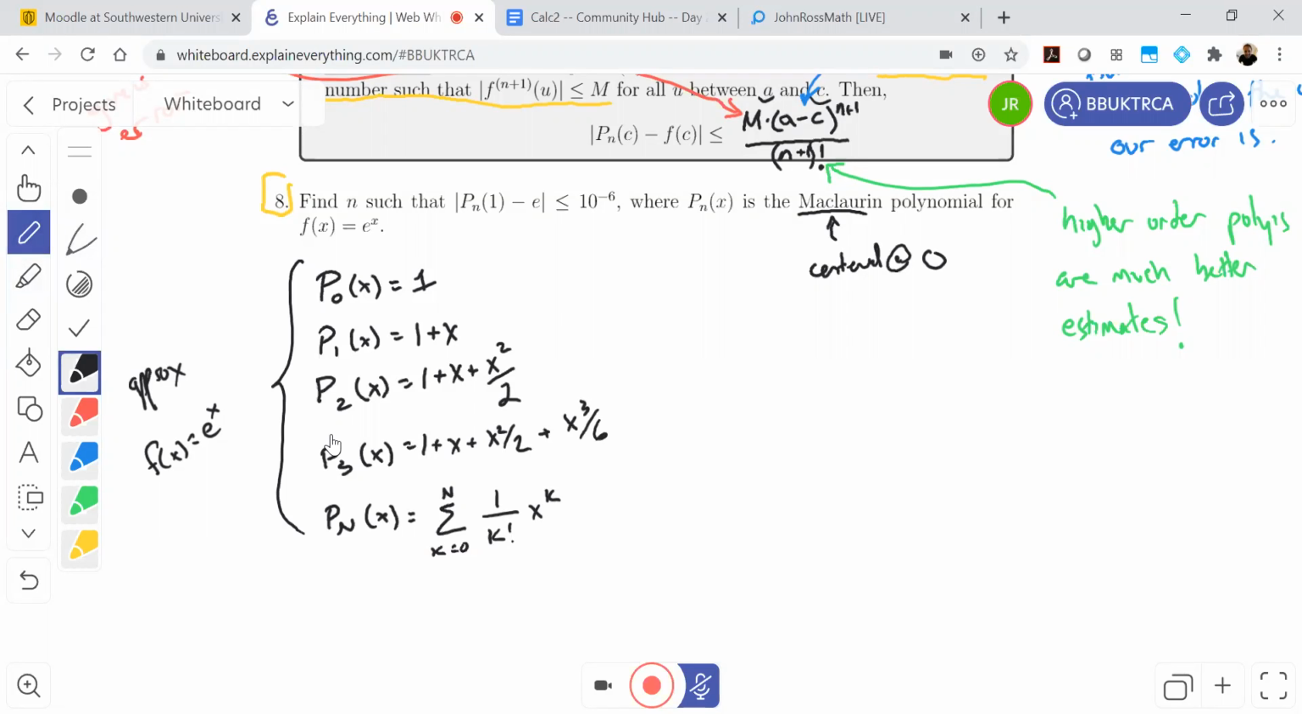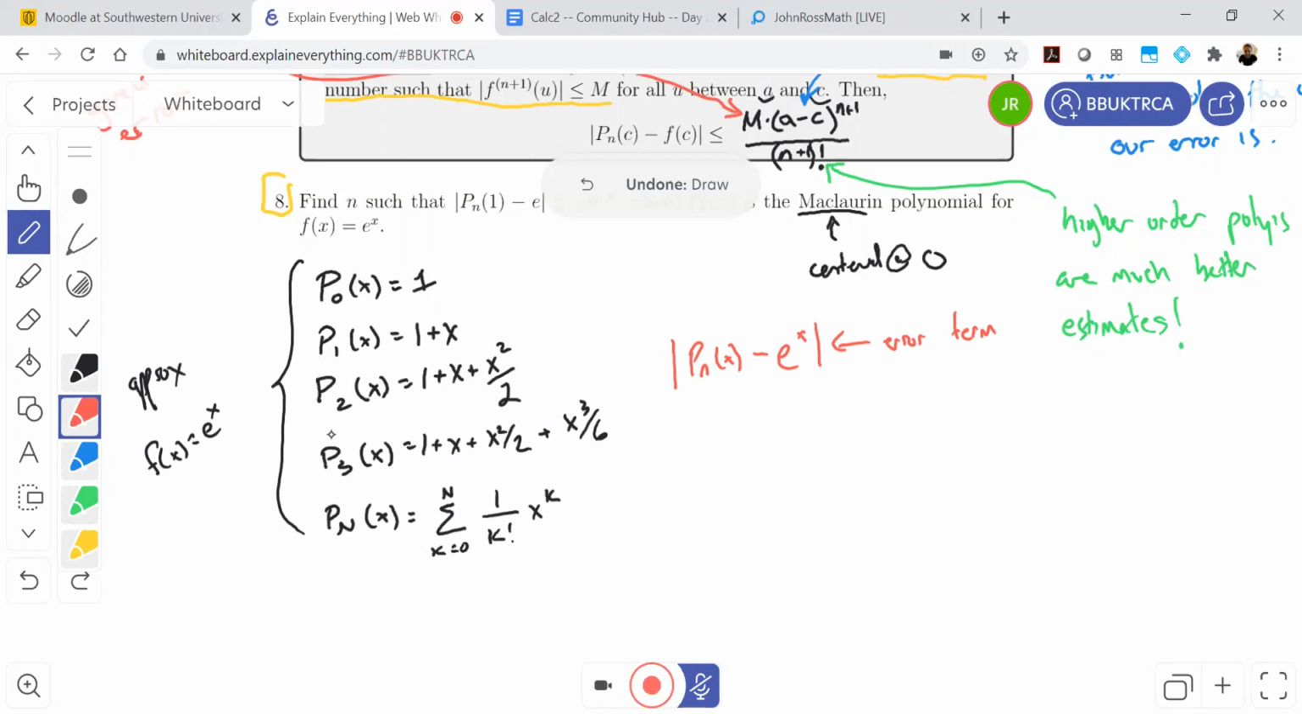So in other words, we are going to compute the error, p sub n of x minus e to the x. This is the error term. And we're going to try to compute this, or maybe estimate it is a better word. We're going to try to estimate it, specifically at x equals 1. We're going to use our error-bound formula to do this. So let's give this a try.